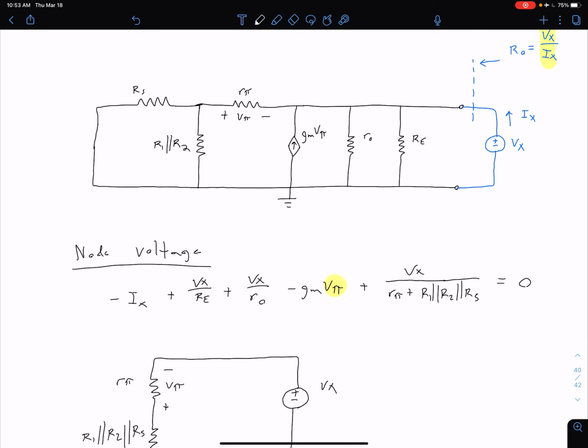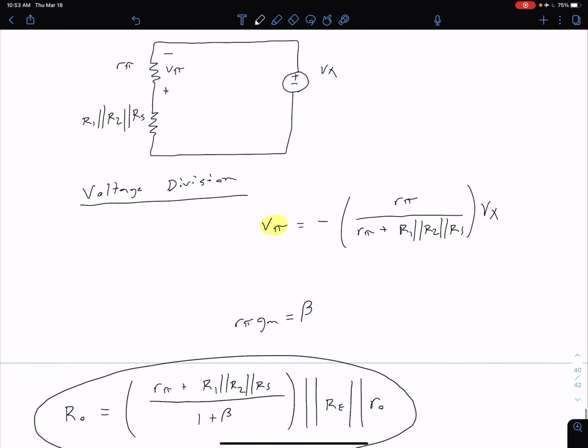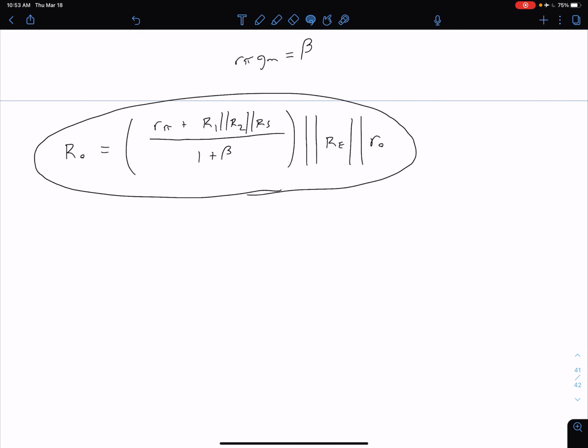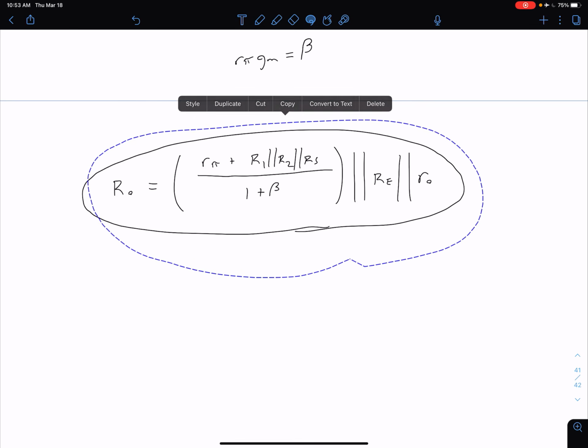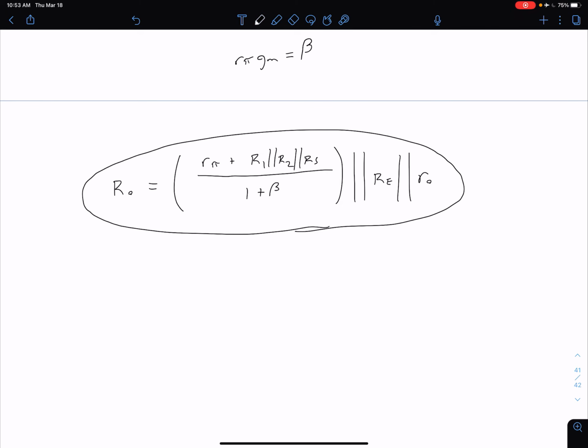And again, keep in mind, this is for the particular circuit that this small signal equivalent came from. If we adjust that configuration slightly, we need to reanalyze our small signal equivalent to get an updated R out. Okay, so as we often do, we can make some simplifying assumptions about this equation to get a better general feel for what this R naught is.